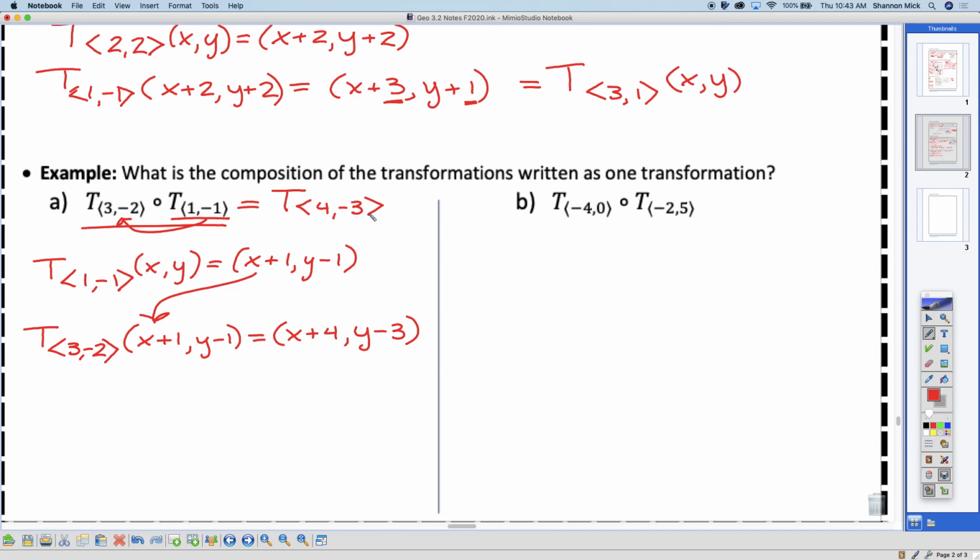Biggest thing is you have to remember which one you do first. Which one do you do first? Second one. For some reason, that's how it works. It's basically in parentheses, so you always have to do parentheses first.